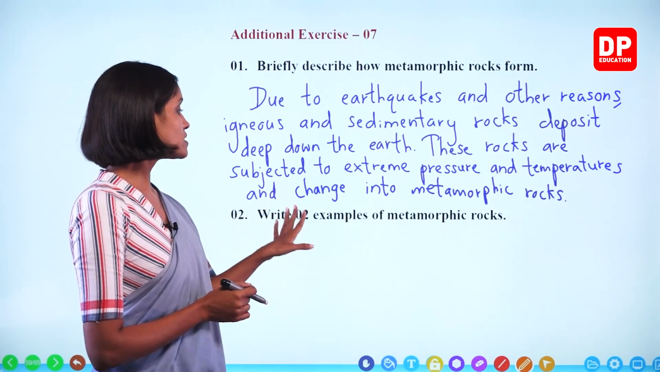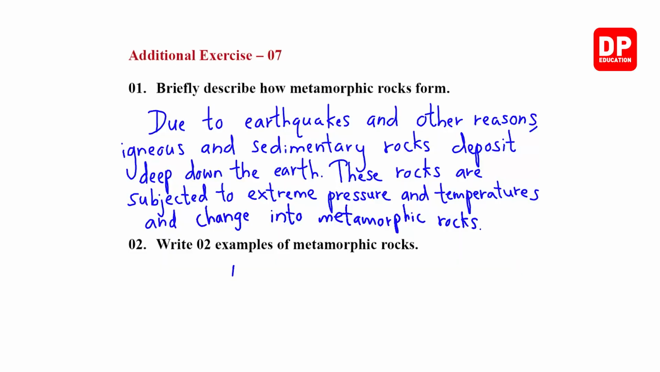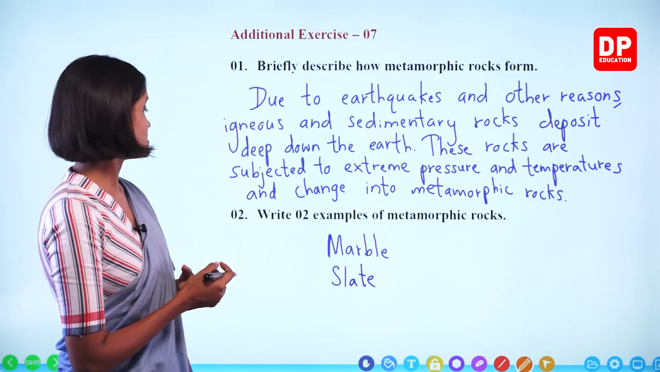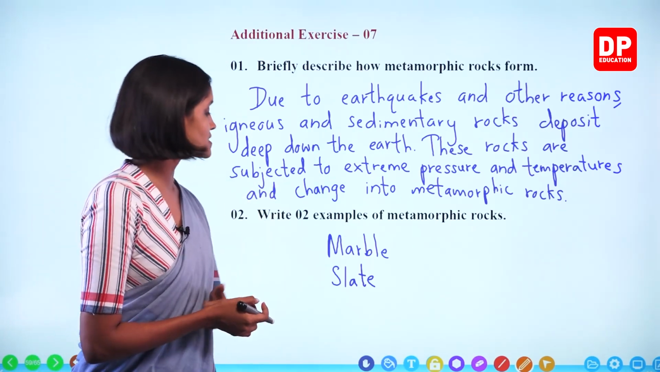Next one, write 2 examples of metamorphic rocks. Let's write marble, slate, gneiss rocks, right? So these type of examples can be considered as the examples of metamorphic rocks, right? We'll move on to the next.